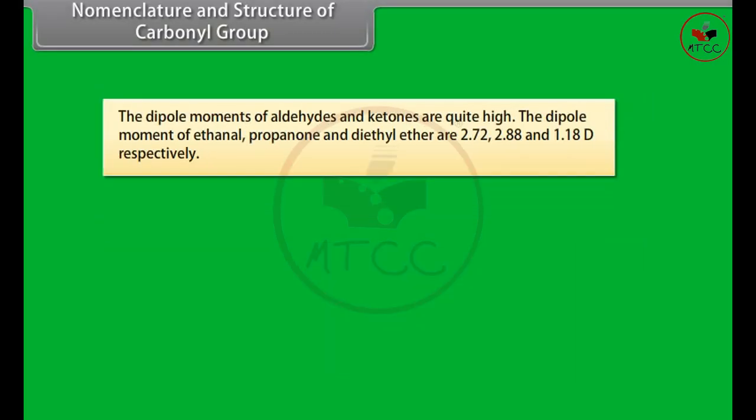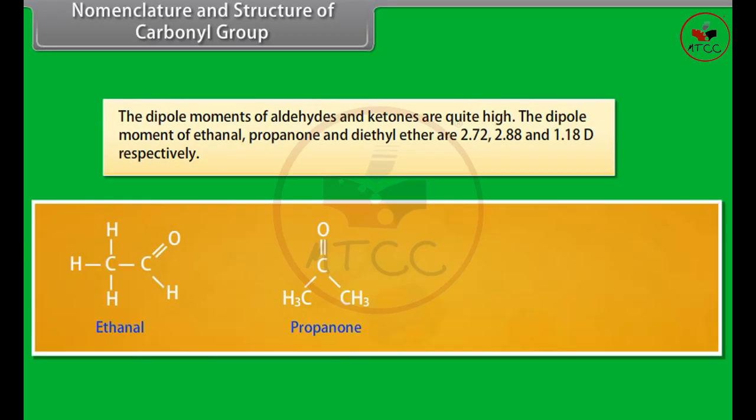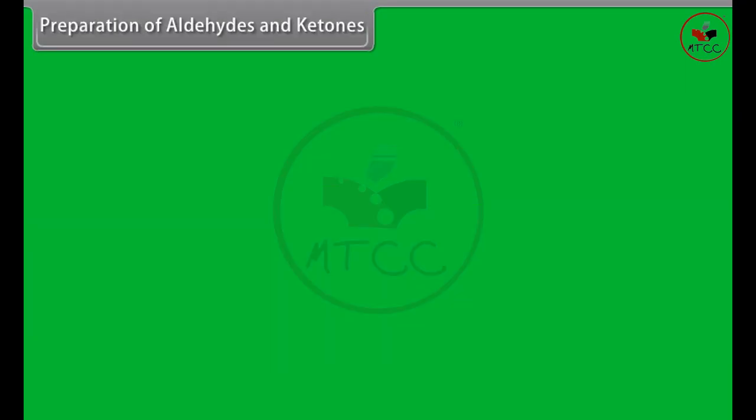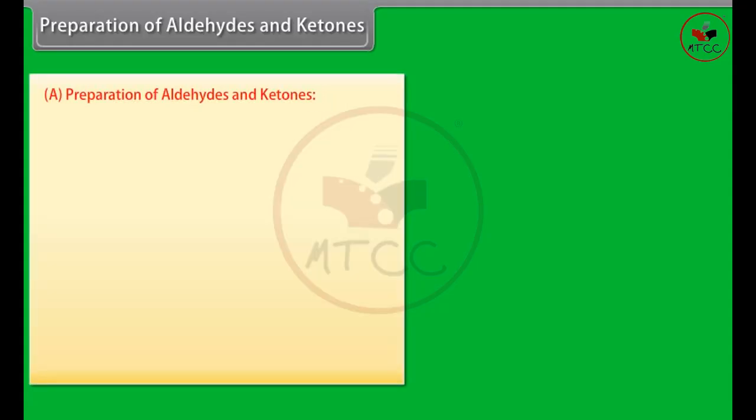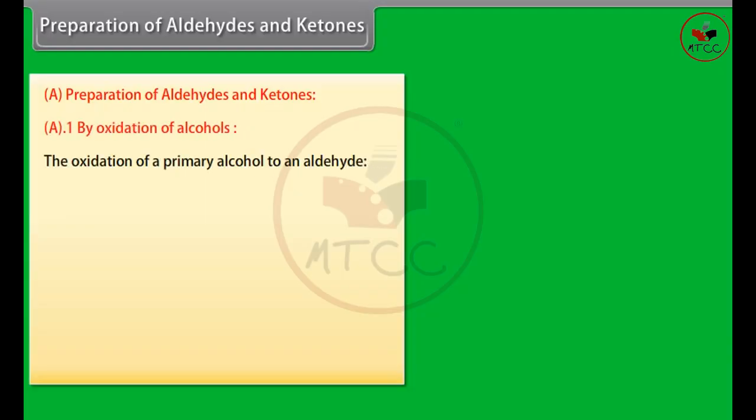The dipole moments of aldehydes and ketones are quite high. The dipole moment of ethanal, propanone and diethyl ether are 2.72, 2.88 and 1.18 debye respectively. Preparation of aldehydes and ketones. By oxidation of alcohols. The oxidation of a primary alcohol to an aldehyde.